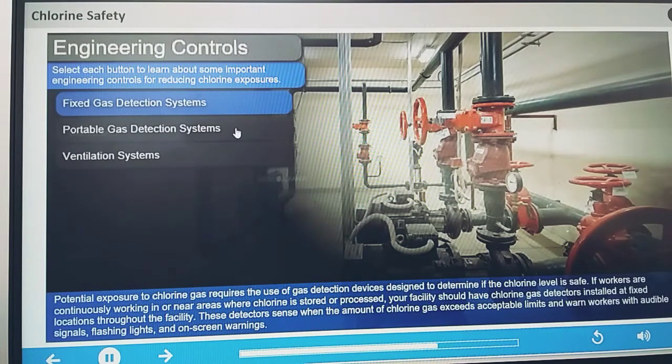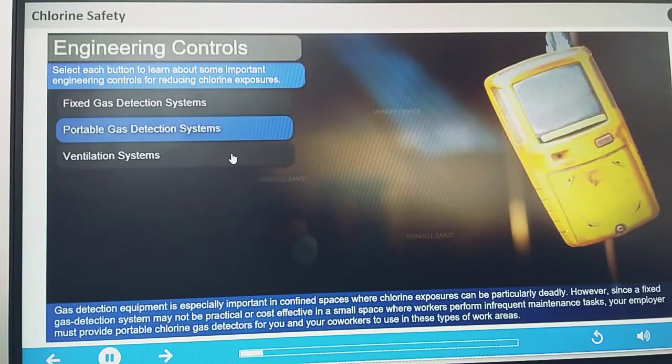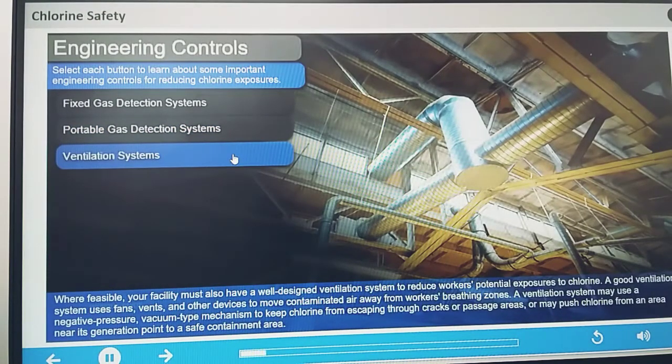These detectors sense when the amount of chlorine gas exceeds acceptable limits and warn workers with audible signals, flashing lights, and on-screen warnings. Gas detection equipment is especially important in confined spaces where chlorine exposures can be particularly deadly. However, since a fixed gas detection system may not be practical or cost-effective in a small space where workers perform infrequent maintenance tasks, your employer must provide portable chlorine gas detectors for you and your coworkers to use in these types of work areas.